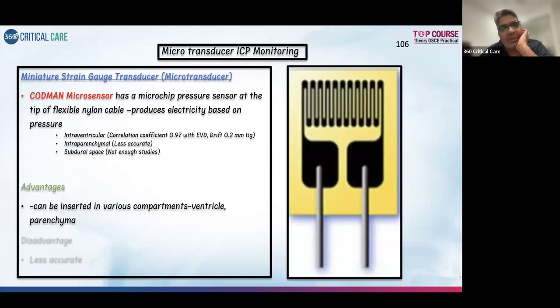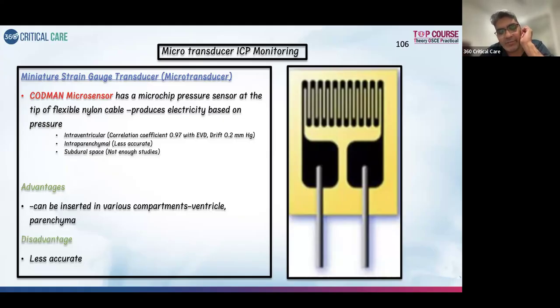Easy to place. Nowadays there are MRI compatible ones also, but the problem comes with zeroing. It can only be zeroed once, but nowadays the new transducers can be repeatedly zeroed. Number one. Number two is infection rate is much less than that of the external ventricular drain, so it is preferable in some cases. But the disadvantage is again it drifts.